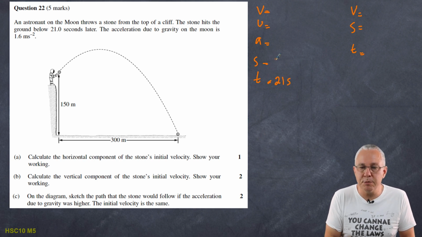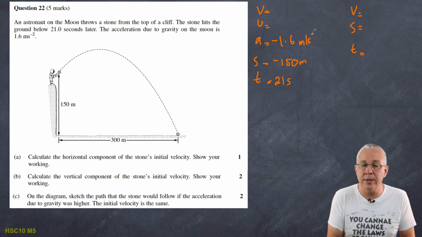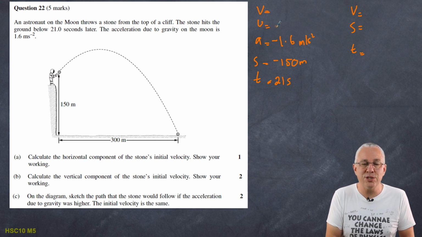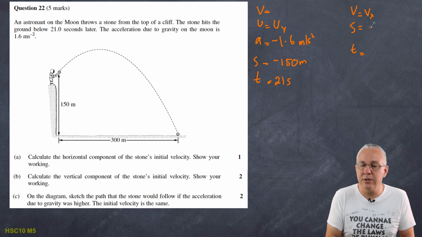We know the vertical displacement is negative 150 meters. You can see it's vertical. We know the acceleration is negative 1.6 meters per second squared. The initial velocity, of course, is what we're interested in, and we're only interested in the y component here. We have Vx, and our displacement horizontally is 300 meters, and our time is exactly the same, it's 21 seconds.